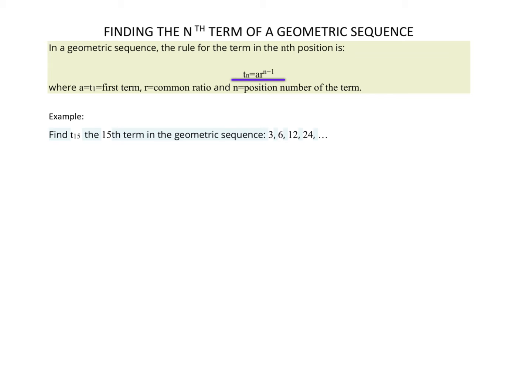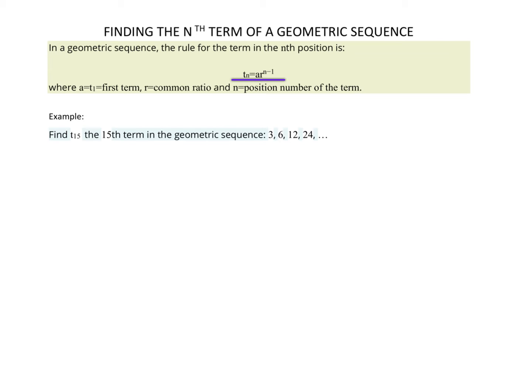So if we have a look at this example here, it says find T15, which is the 15th term in the sequence 3, 6, 12, 24. Now obviously we could put that into our calculator and keep going and generate a sequence, or we could do it manually, but obviously it's going to be much quicker to use the rule, especially if the question had said find the 100th term. So what do we know here?